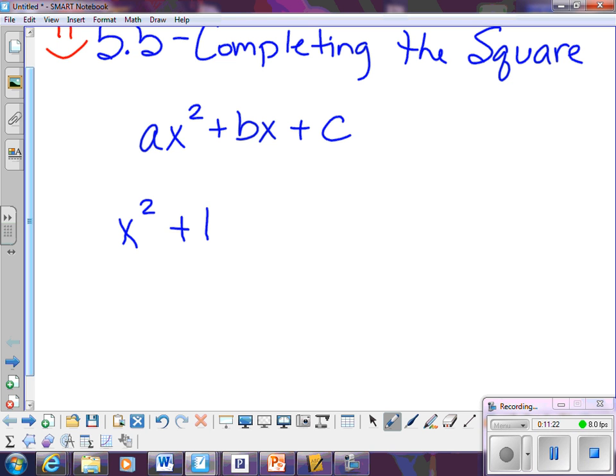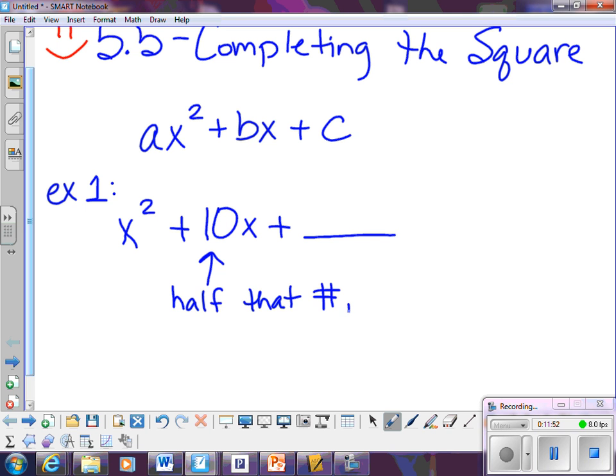X squared plus 10x plus something. I want to be able to factor that into a perfect square, okay? So this is example 1. I want to be able to factor this into a perfect square, okay? And the way that I can do that is you have to half this one and then square it, okay? So I'm going to half that number, then square it. So what's half of 10?